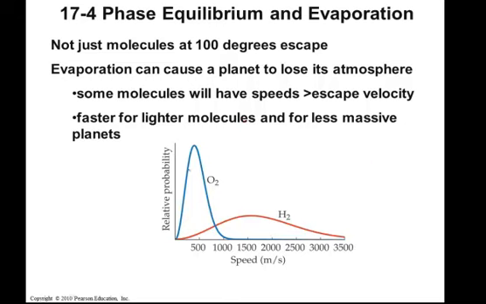And here I can see for oxygen, this is the relative probability at a certain speed, how many particles will have that ability. And for hydrogen, I can see that this is at a much higher speed. So it depends on what the masses are for those molecules.